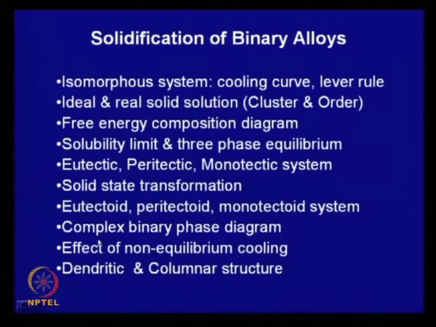And until this point we will consider that the solidification process proceeds in a very slow manner, so that at every point thermodynamic equilibrium is maintained. Then we will look at what kind of effect we get if there is a departure from equilibrium, in the process of solidification and the structure that evolves. We will talk about dendritic and columnar structure, and we propose to cover this in around 7 to 8 lectures.